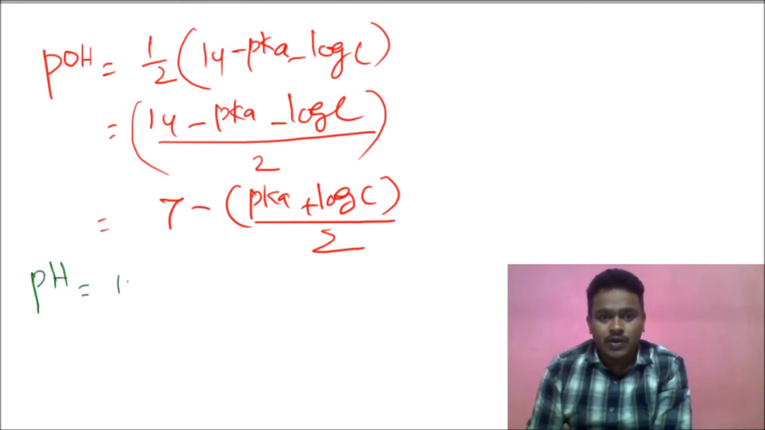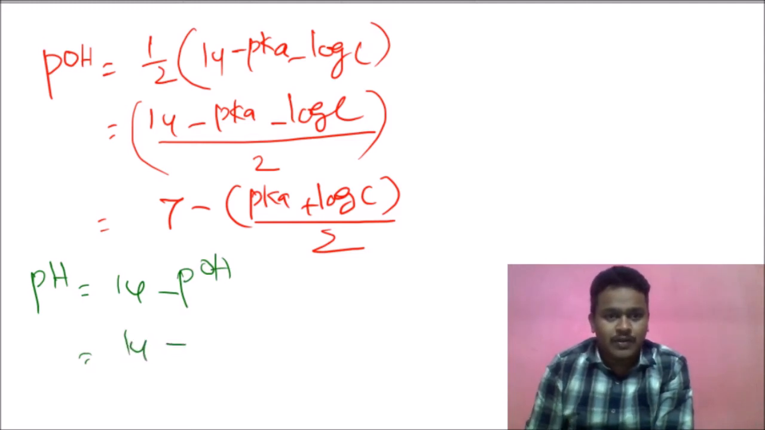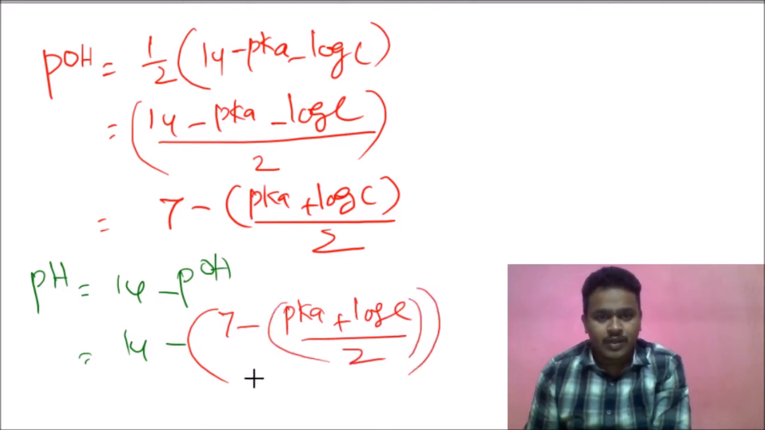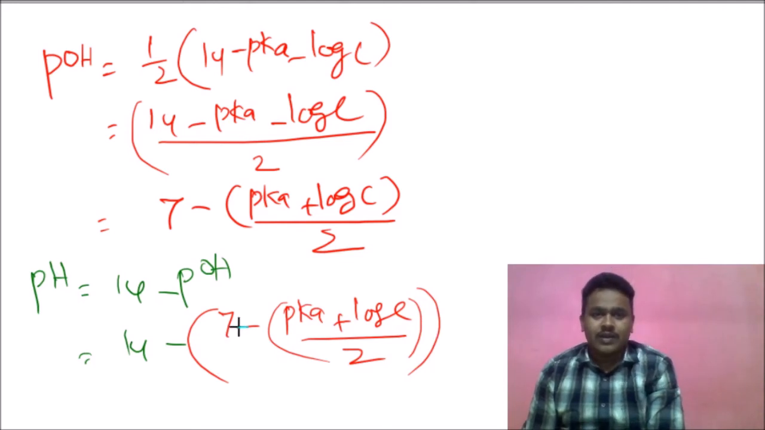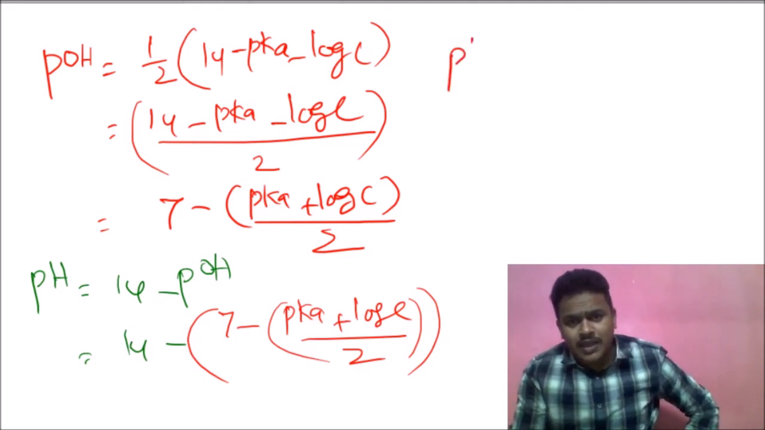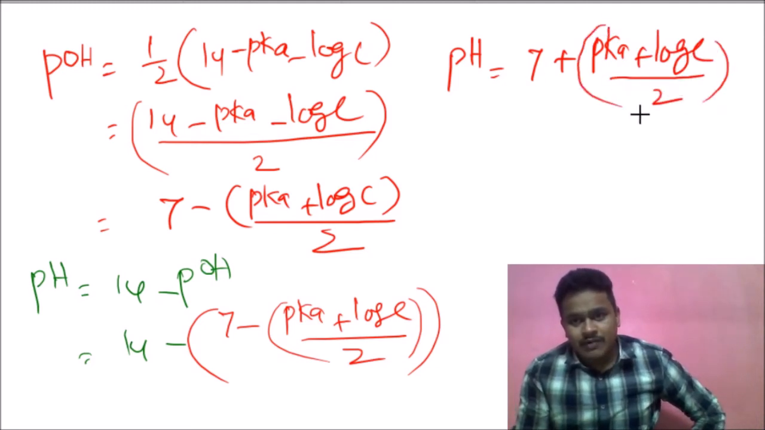pH is equal to 14 minus pOH. That pOH value 14 minus, what is the pOH value? This value 7 minus pKa plus log C by 2. And here they are going to calculate this. Finally pH is equal to 7 plus pKa plus log C by 2. This is the final value coming.